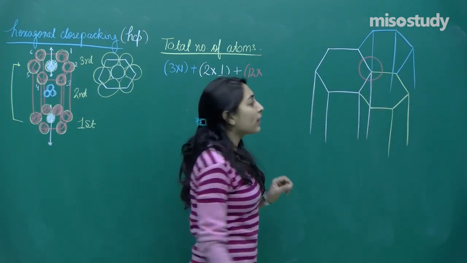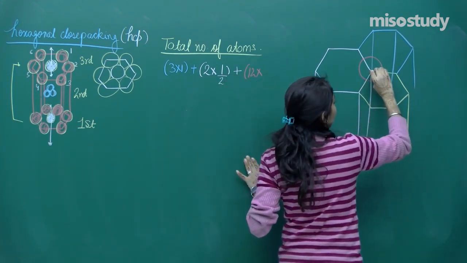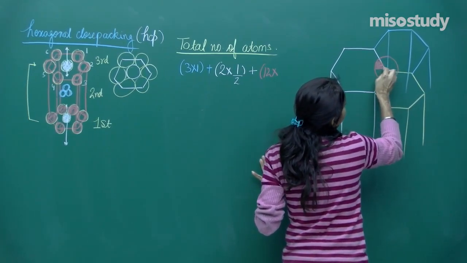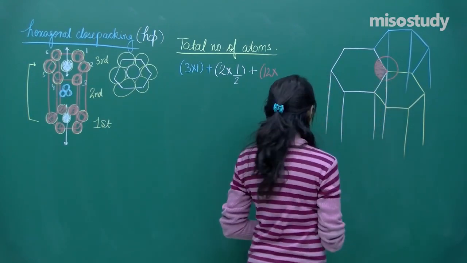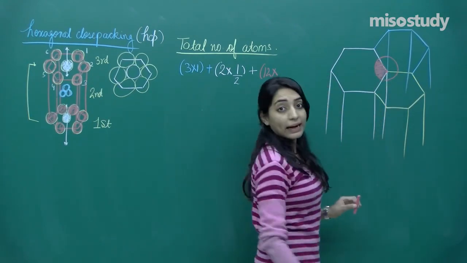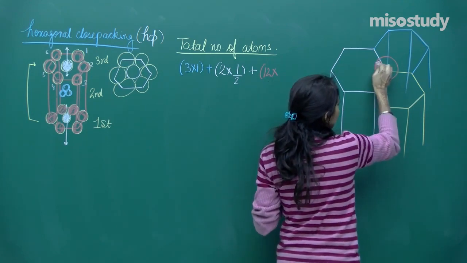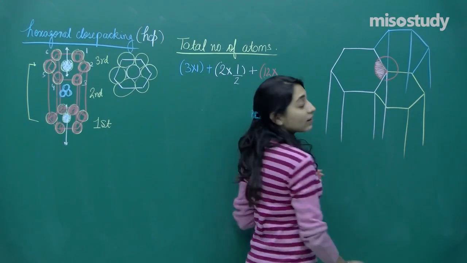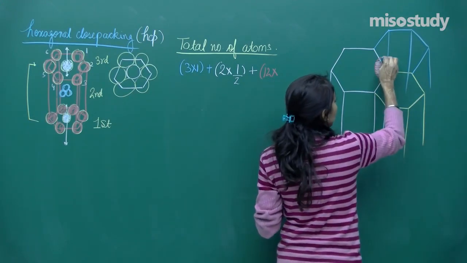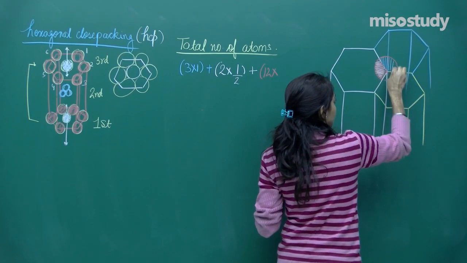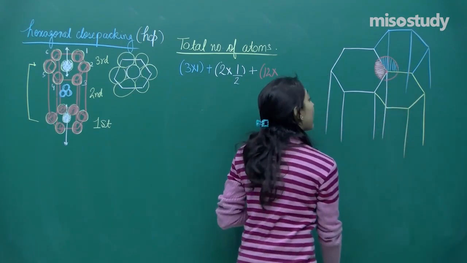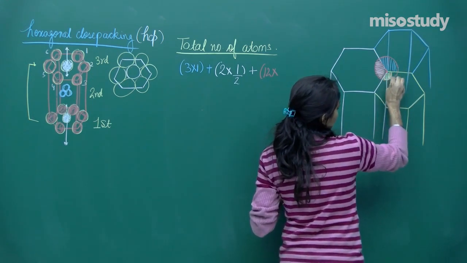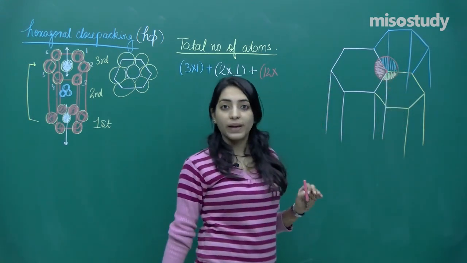Okay, don't you think if you take this as the center, 1/3 of the atom is becoming a part of the white unit cell? Another 1/3 part of the atom is becoming a part of this blue unit cell. And another 1/3 is becoming a part of this yellow unit cell. Am I right?